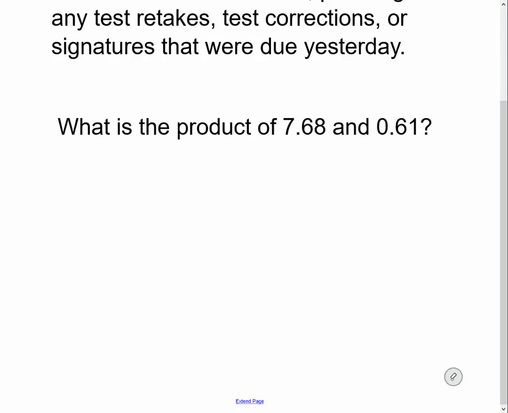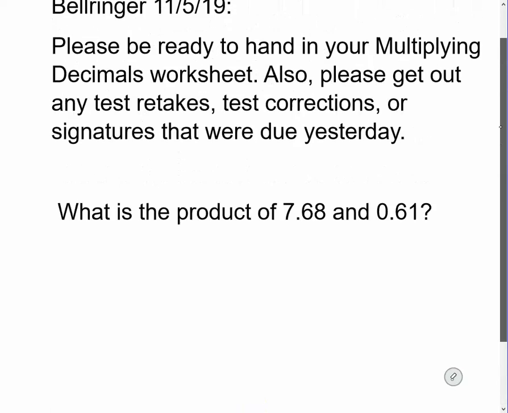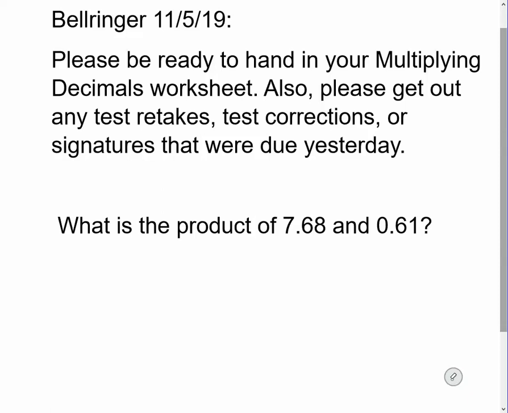Secondly, you had homework last night, and your homework was your multiplying decimals worksheet. You had to do the odd numbers only, and your work was to be on a separate sheet of paper, so that also needs to be collected. So make sure your name and the class period are on those papers, and please staple those together, and those need to be turned in as well. I'll have the class secretary maybe take care of that.